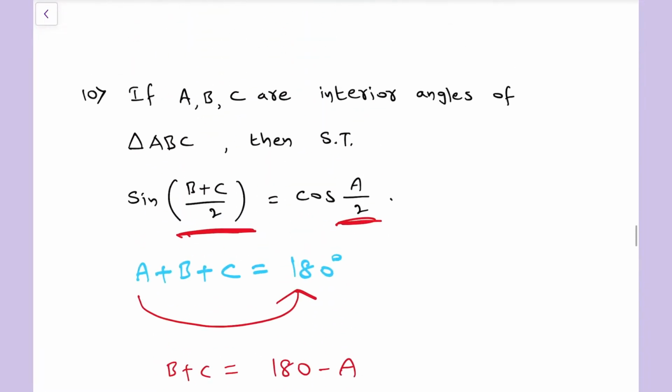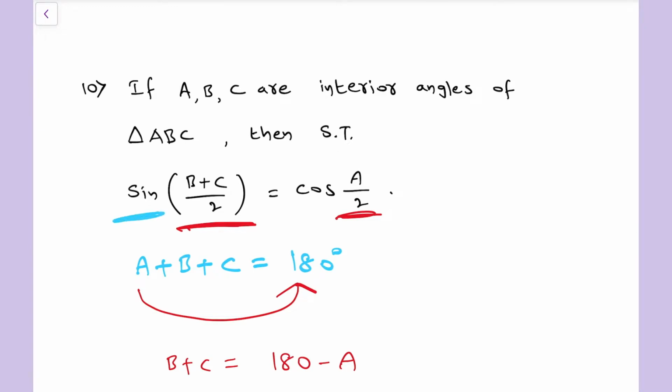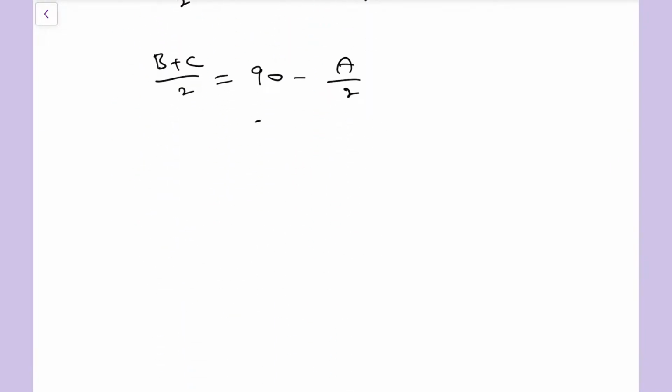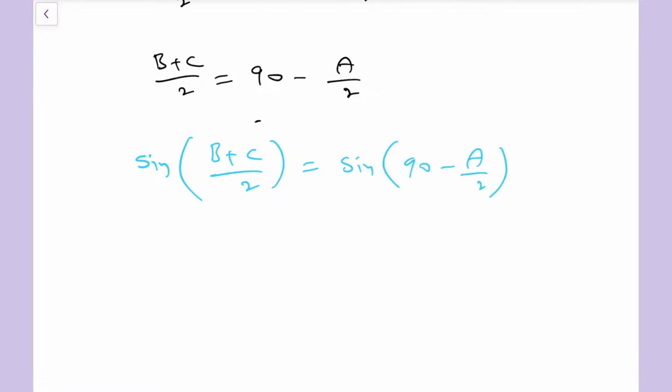Now if we move back to the question, I want sine on the left side, so I am applying sine on both sides. Sine of (B plus C) by 2 equals sine of (90 minus A by 2). Left side as it is. On the right side, which formula do we have? Sine of (90 minus A by 2) is in the form of sine of (90 minus theta). What is sine of (90 minus theta)? Cos theta. So sine of (90 minus A by 2) can be written as cos A by 2. Hence proved.